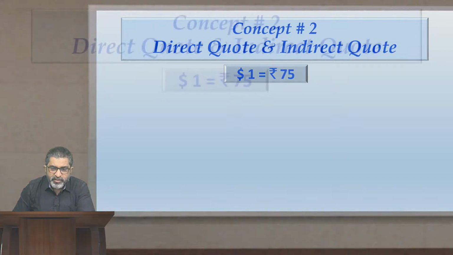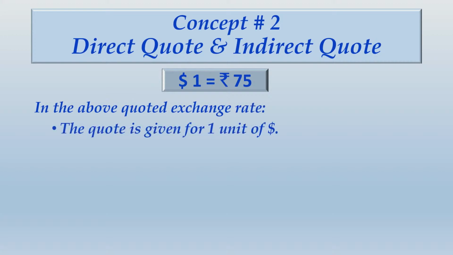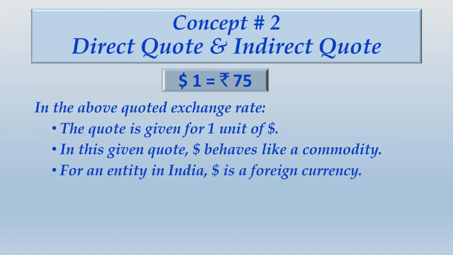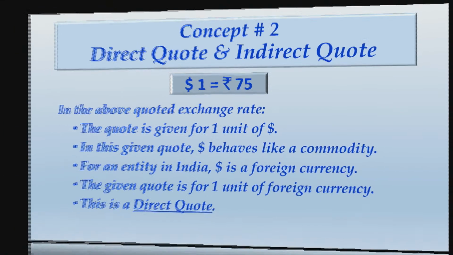So let us note down certain important points with respect to this particular example. In the above quoted exchange rate, the quote is given for 1 unit of dollar. In this given quote, dollar behaves like a commodity. For an entity in India, dollar is a foreign currency. The given quote is for 1 unit of foreign currency. This is a direct quote. So quickly take note of this and then I take you ahead. Taking note means take a screenshot and I take you ahead. Alright, I'm sure you have done the needful. Let us move forward.